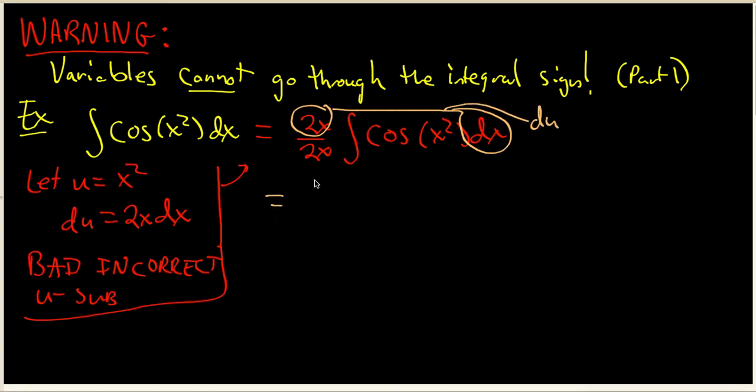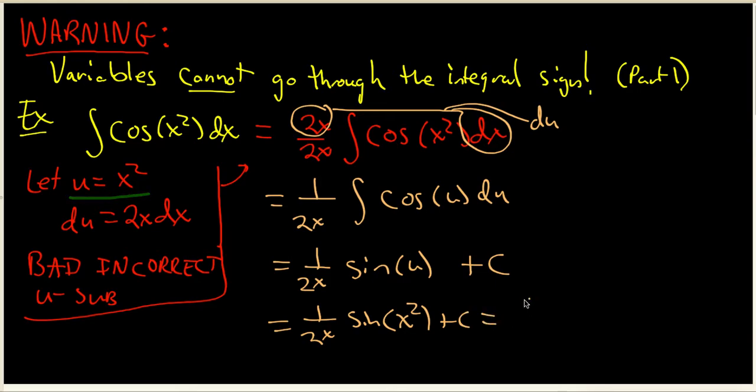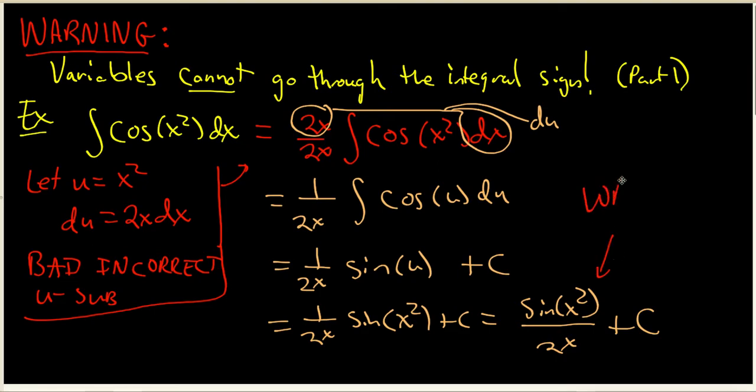So my work now becomes 1 over 2x times the integral of the cosine of u du, and that's going to go back to 1 over 2x times the sine of u plus a constant. And so my answer is 1 over 2x times the sine of, let's see, u here was x squared, so I've got the sine of x squared plus a constant. I'll clean this up and write my answer as the sine of x squared divided by 2x plus a constant. But I want to remind you, this answer is wrong.